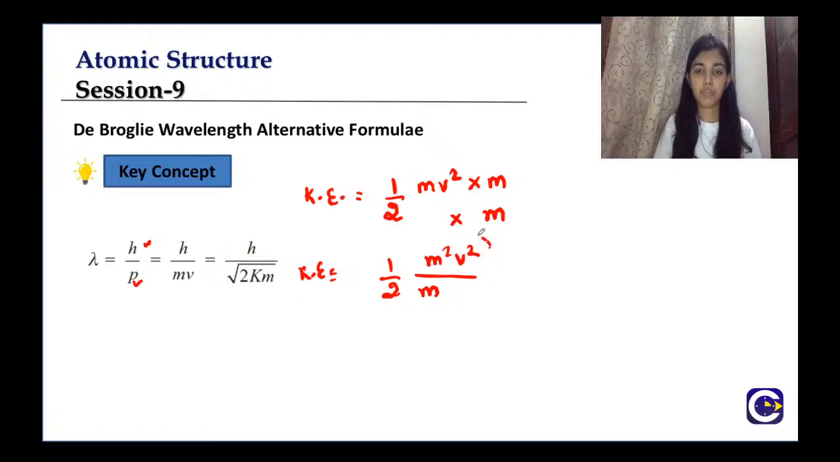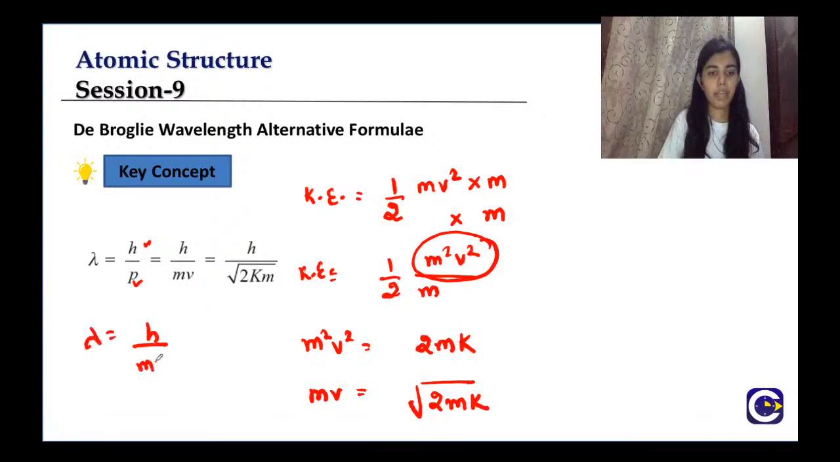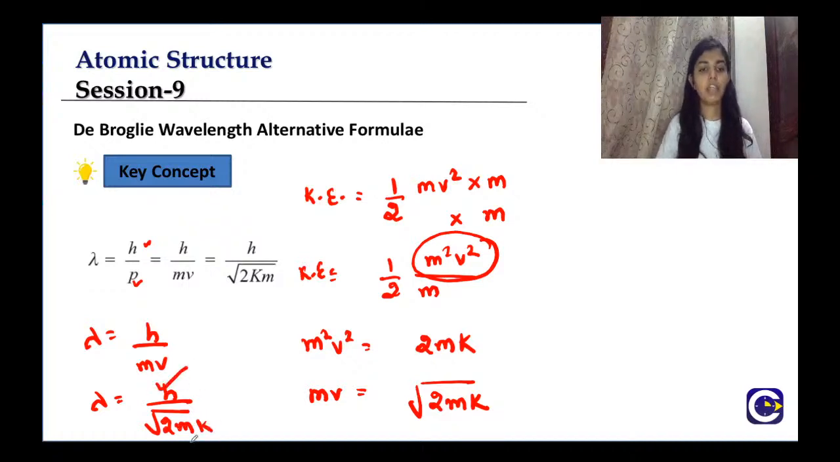Now, the value of m square v square equals 2m into kinetic energy, which we represent here as K. So mv is the root of 2mK. We know that lambda was equal to h by mv. So lambda will be equal to h upon root of 2mK, where h is Planck's constant, m is the mass of the particle, and K is the kinetic energy of the particle. I hope I am clear. Is it clear, guys?